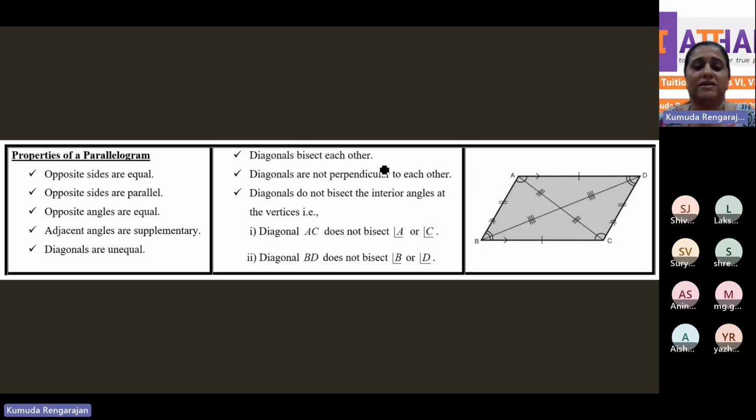That's what is meant by diagonals bisect each other, not at right angles. This is not 90 here. They don't bisect at right angles. It is not 90 degrees here.